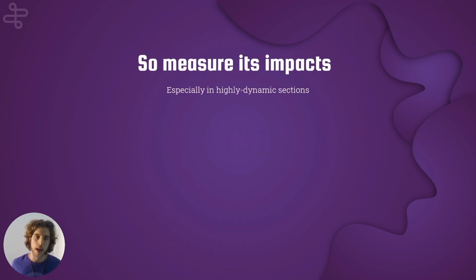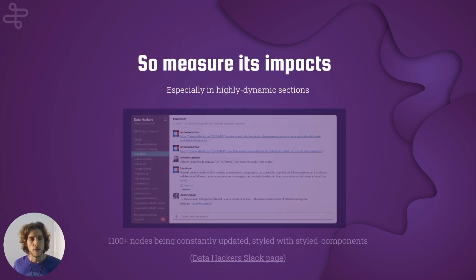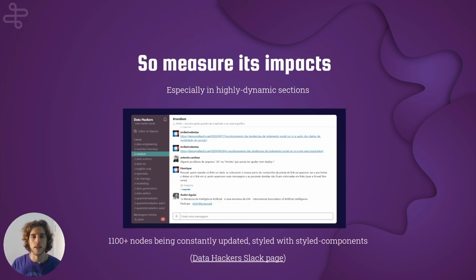So measure its impacts, especially for highly dynamic sections. For example, this screenshot is from Data Hacker's website, where we created a Slack widget. It recreates Slack, and there's a simulation of a live chat here. And it has over 1,000 nodes of HTML that are dynamically being updated. And that adds a lot of work for the browser. I was feeling it really janky on the phone. And I profiled it, and I figured for this specific section, not the rest of the website, I should ditch styled components in favor of just regular raw CSS. And that's what I did.